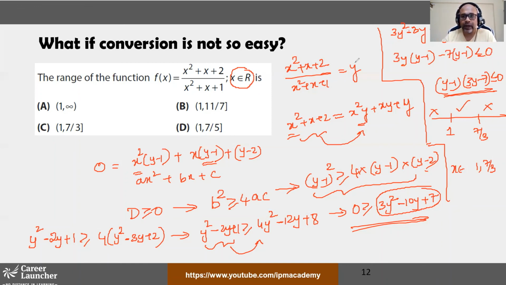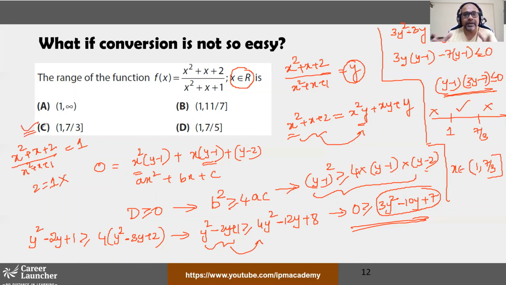But when you put y as 1 here, you will basically see that x square plus x plus 2 by x square plus x plus 1 becomes equal to 1. And if you cross multiply and cancel out things, you will get 2 equal to 1, which is not acceptable. So 1 is open and 7 by 3 is closed, which is clearly in your option C.